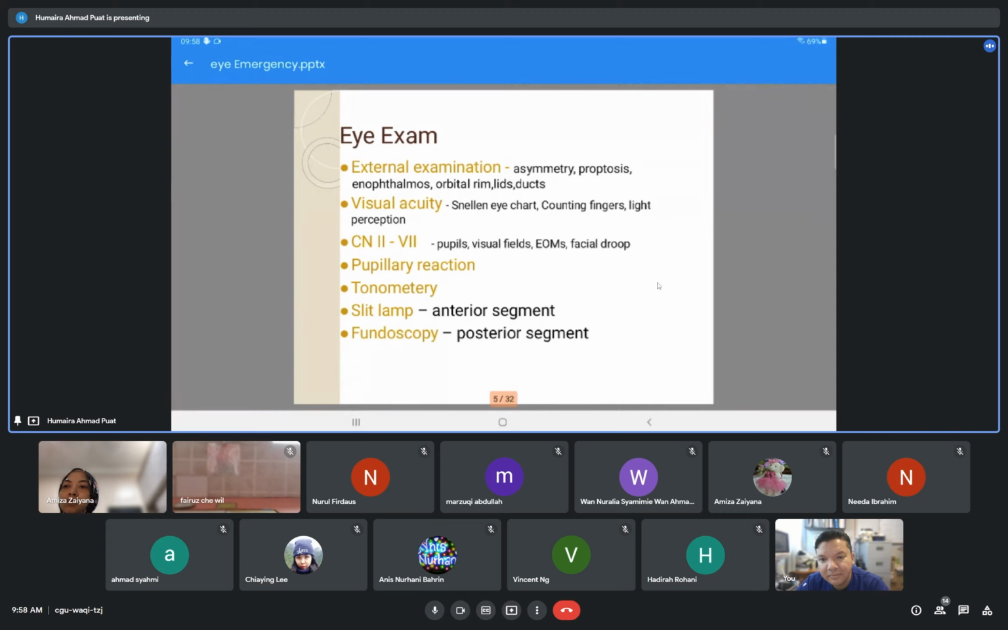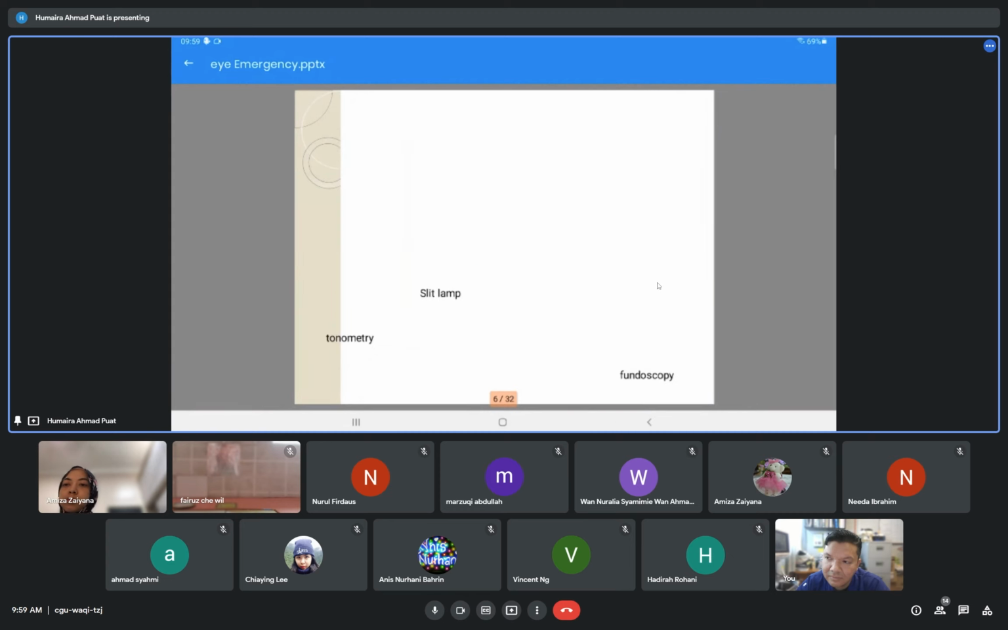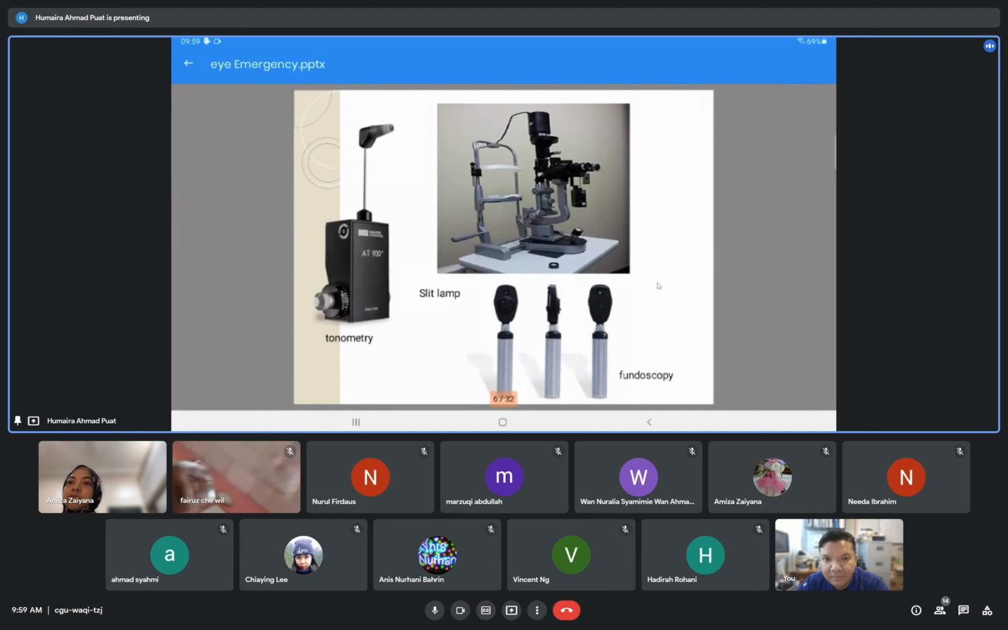Then for pupillary reaction, and then check the tonometry. Tonometry checks the intraocular pressure. Then slit lamp checks the anterior segment, and fundoscopy the posterior segment. This is the gadget that we commonly use in ophthalmology, but I think we only have fundoscopy in the green zone. Others we usually send to the ophthalmology clinic for further assessment.